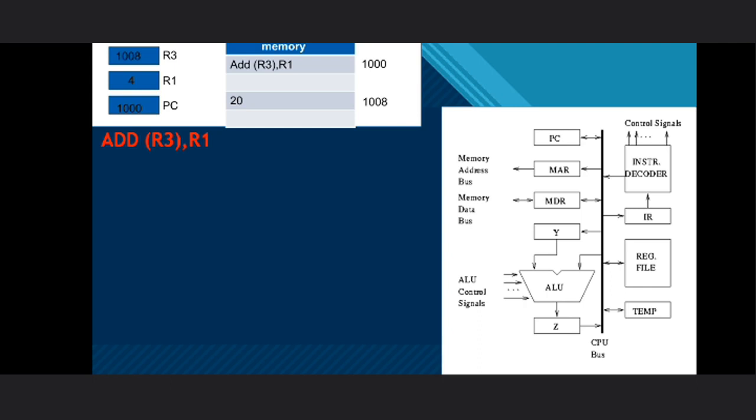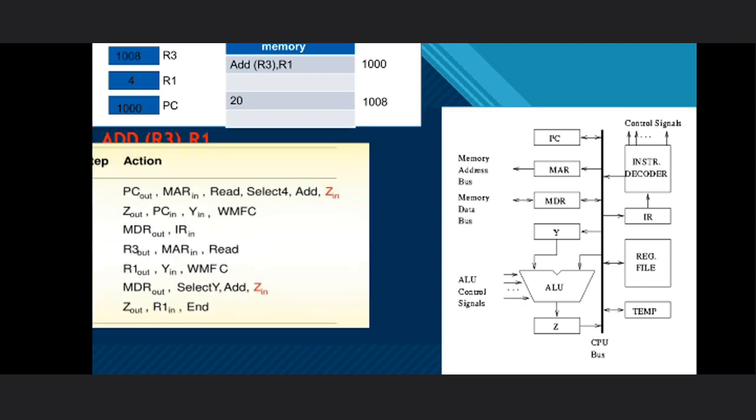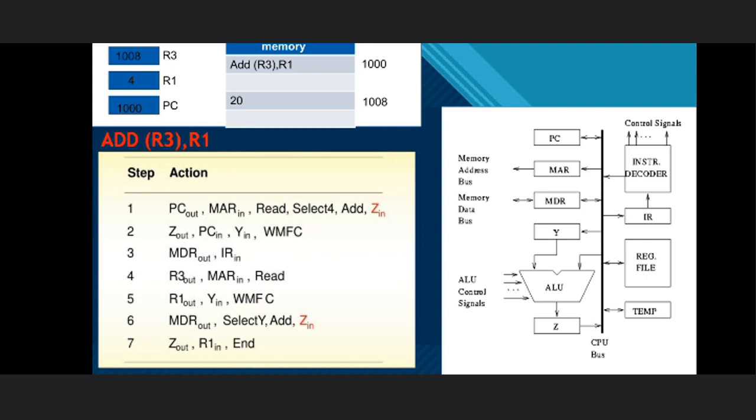And with the help of MUX, it will select 4, with which the PC automatically increases its value to the next address and points to the next instruction. Now the MUX will pass 4 to A and B is connected with the processor bus. So the processor bus has 1000 as the address in it, which is allowed into B. By the add command, the ALU performs A plus B and the next instruction address is available, which is then loaded in Z. Z out will pass the next instruction address to PC as well as the Y register via the internal processor bus. Then we will wait for the memory function completion.